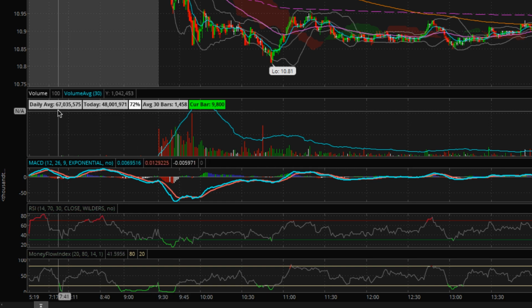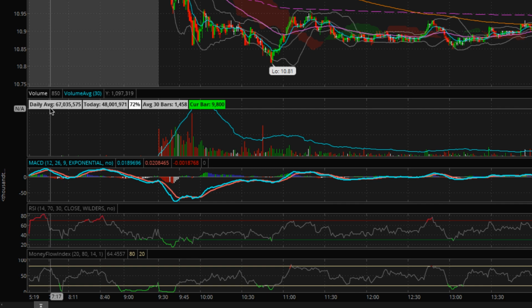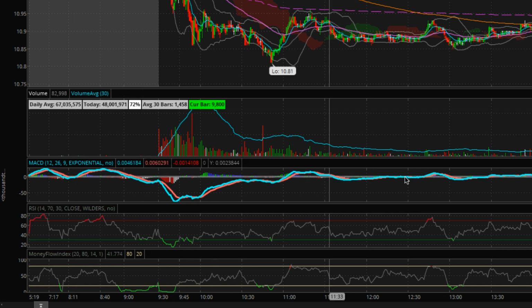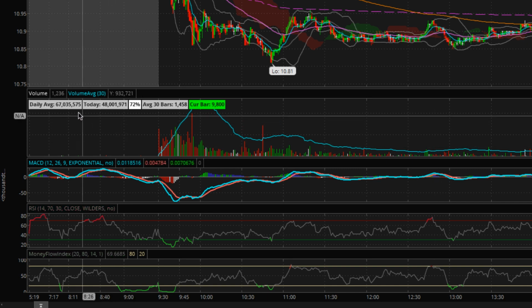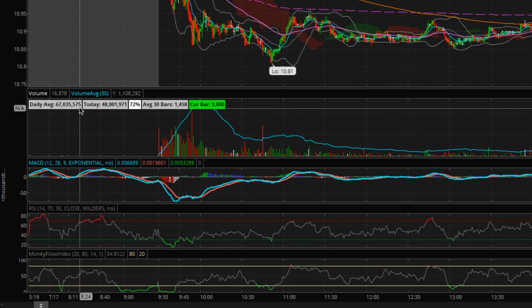So the first one is your daily average volume, and this box will always be gray. This is going to tell you what the daily average volume is for the security you're looking at, and that volume is based off of the last 30 days. That does not include the current day, it just includes the average volume for the previous 30 days.